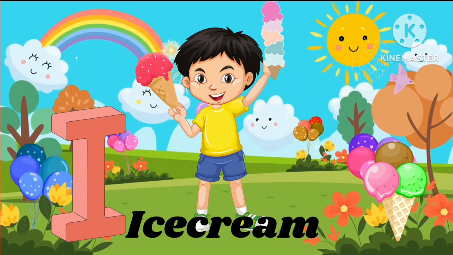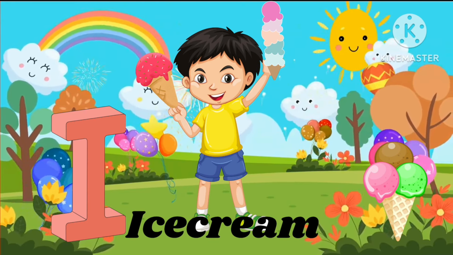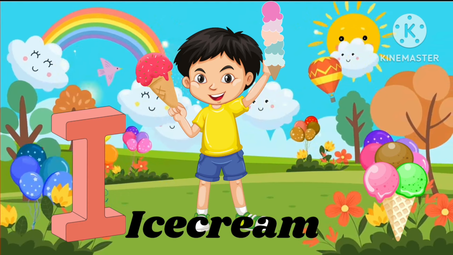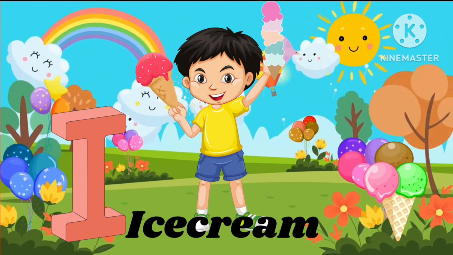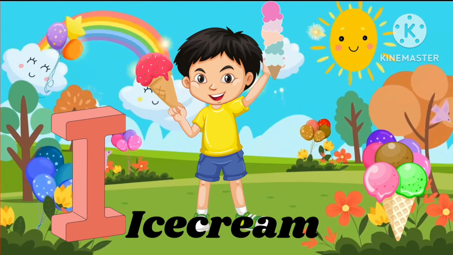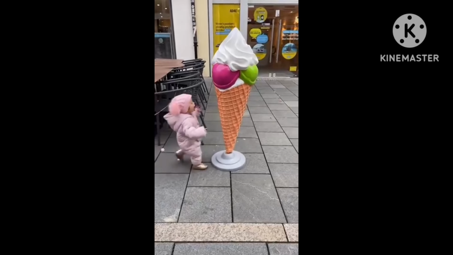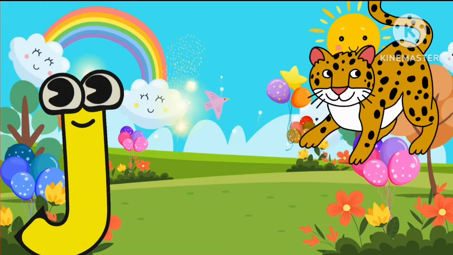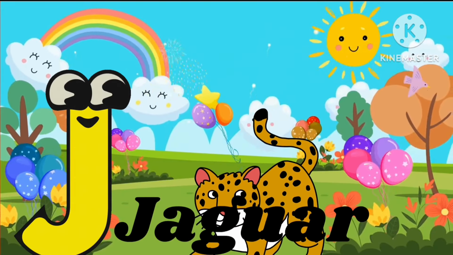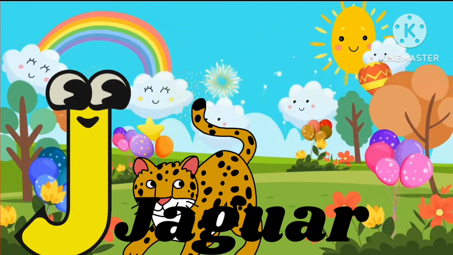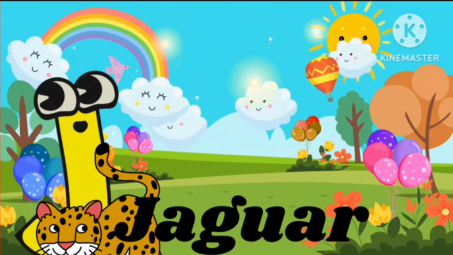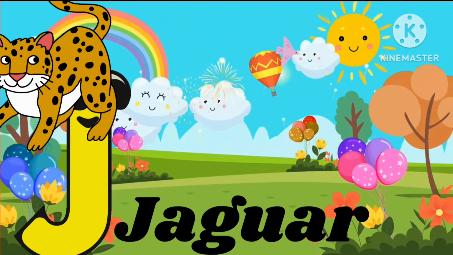This is letter I. I is for yummy yummy ice cream. Yum. This is letter J. J is for jaguar.